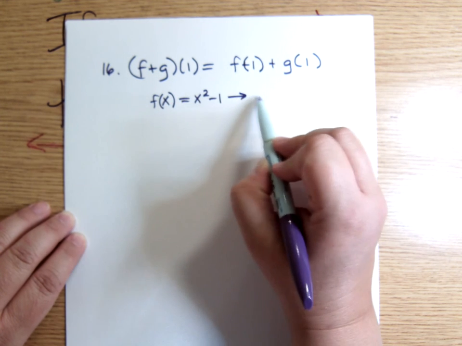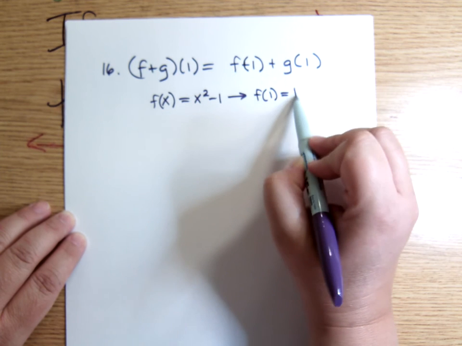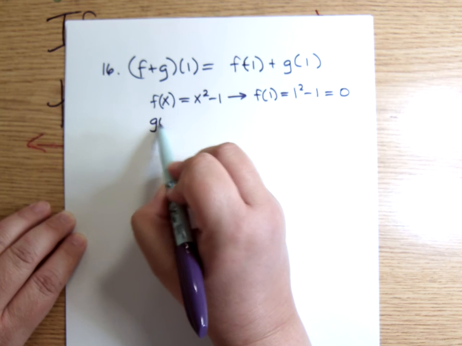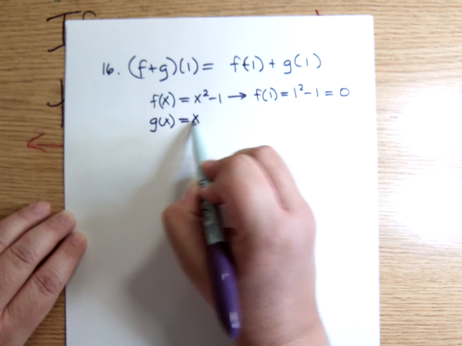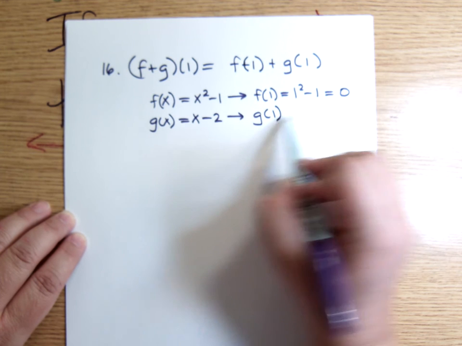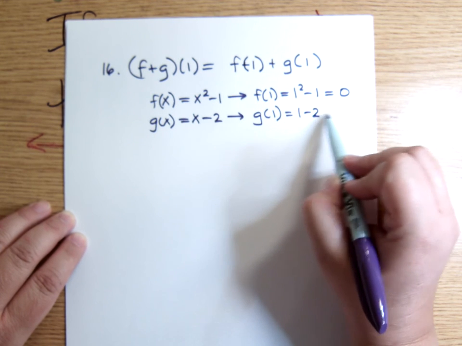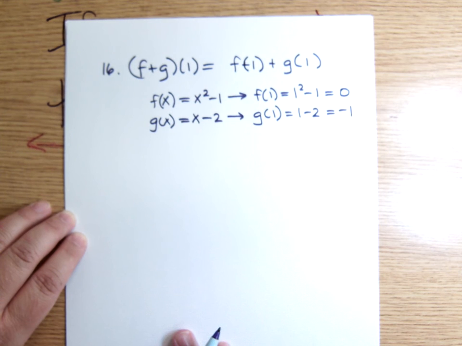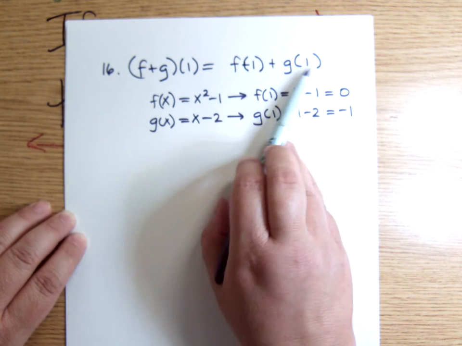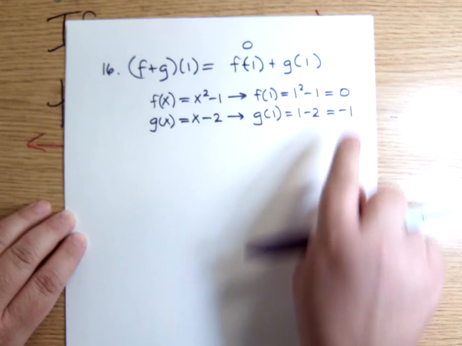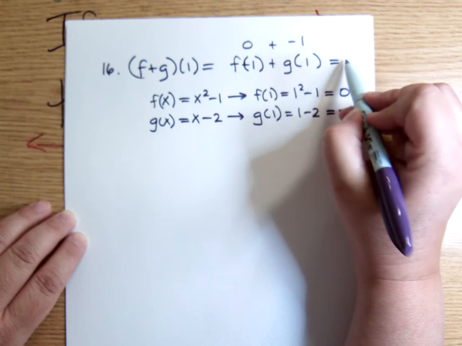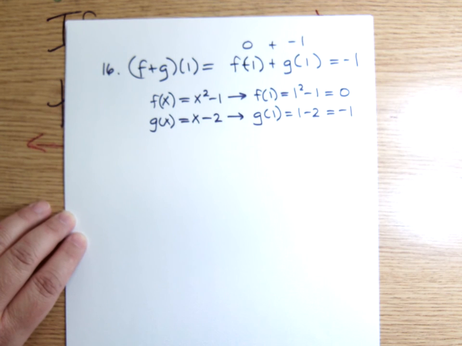So f of 1 would be 1 squared minus 1, which is 0. G of x, up in the directions above, tells you that g of x is x minus 2. So g of 1 is 1 minus 2, which is negative 1. So if f plus g of 1 is going to be f of 1 plus g of 1, then I'm adding 0 from here plus negative 1 from here and getting negative 1. So that's one way to do it.